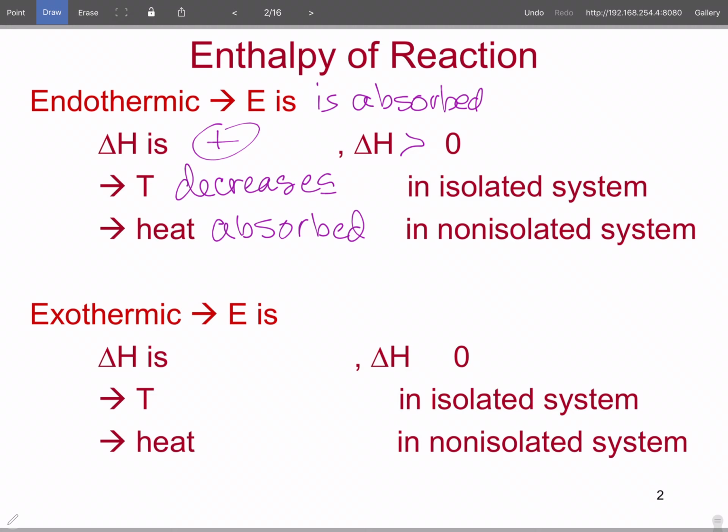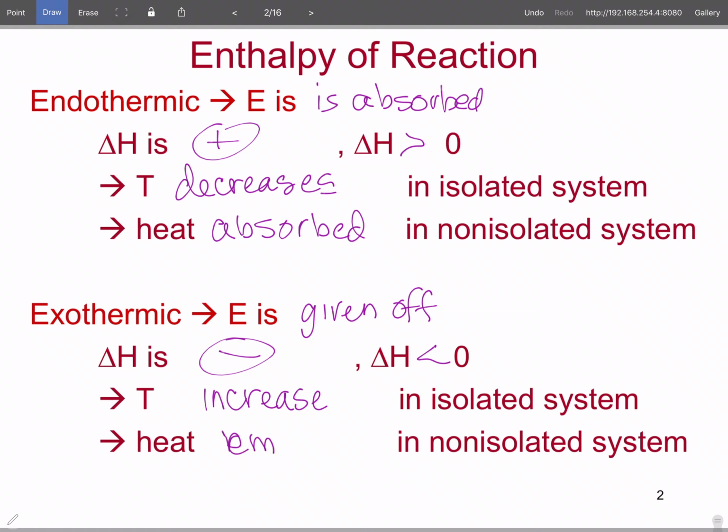Now, exothermic is when energy is given off. And delta H is negative, which means it's less than 0. Temperature will increase if it's an isolated system, and heat will be emitted, given off, etc., in a non-isolated system. Okay, and this is really easy if you think about it.